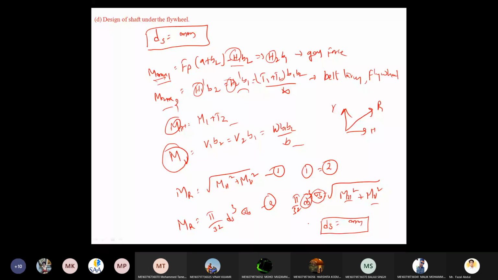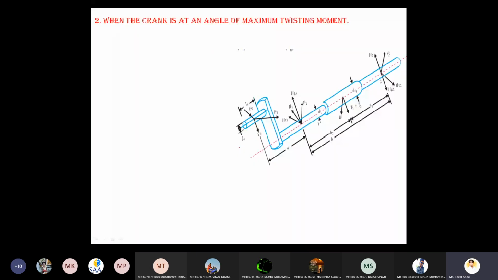Now the second criterion. The first one is when the crankshaft is at the dead center, subjected to the maximum bending moment. Now when the crankshaft is at an angle of maximum twisting moment, it is subjected to the maximum twisting moment. So this is a side crank. You can see the difference between the first, center crankshaft, and the side crankshaft.